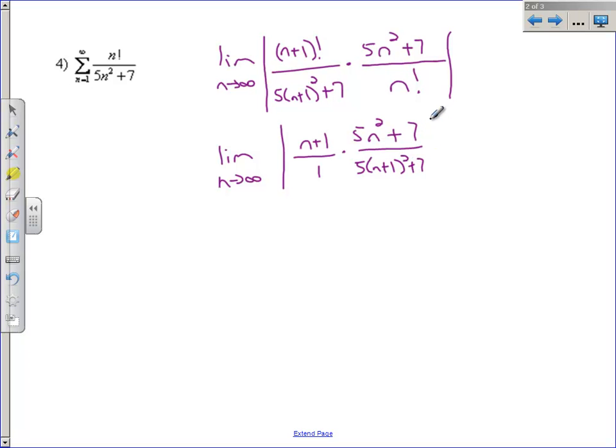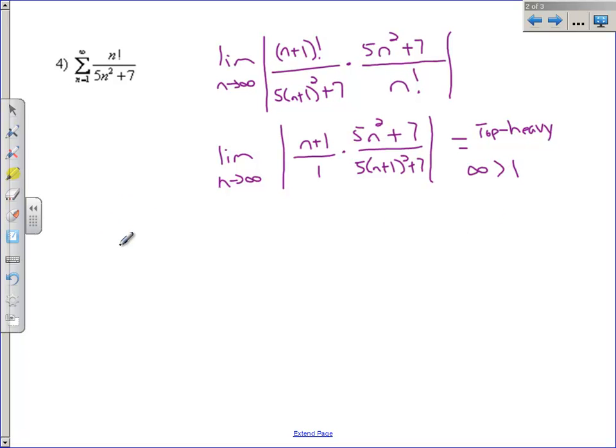Now, if we multiply the numerator together, we're going to end up with an n cubed. And in the bottom, we're going to end up with an n squared. So we are going to end up with a top-heavy fraction. And we know that the limit as n goes to infinity of a top-heavy fraction equals infinity, which is a little bit bigger than 1.